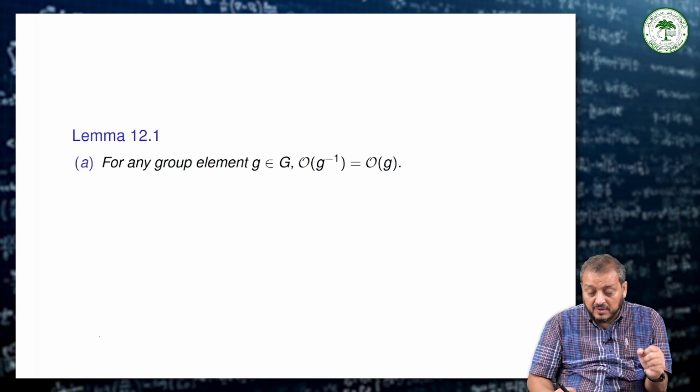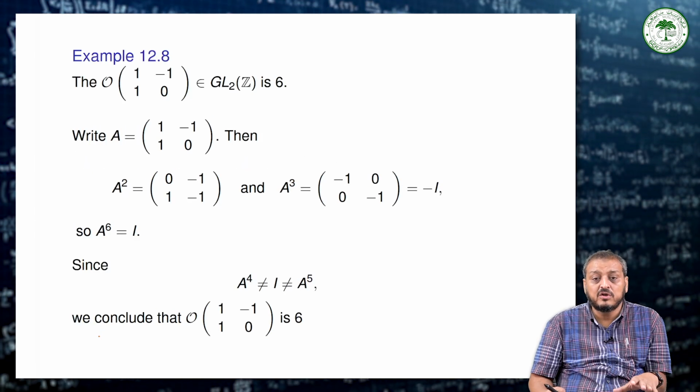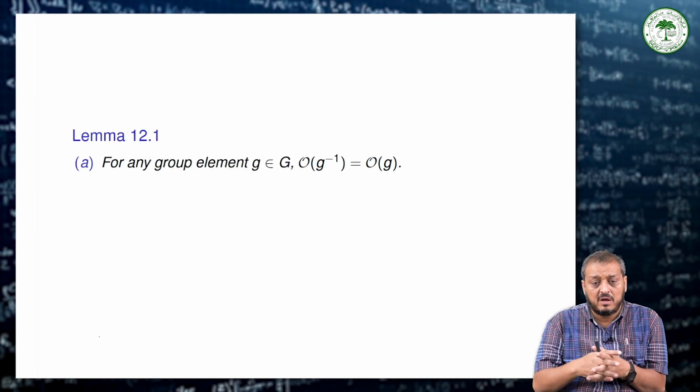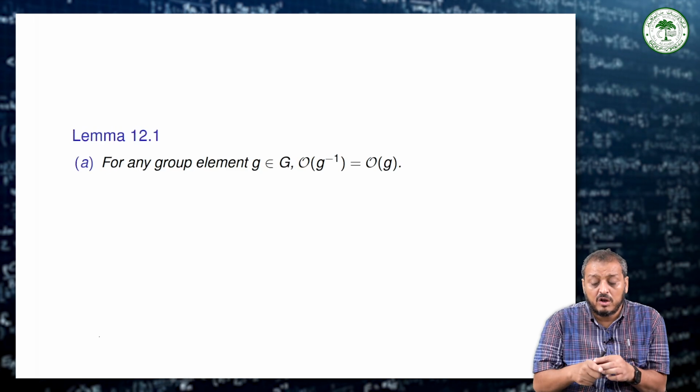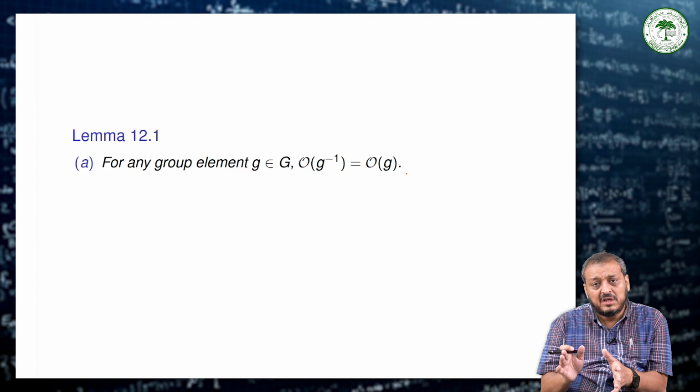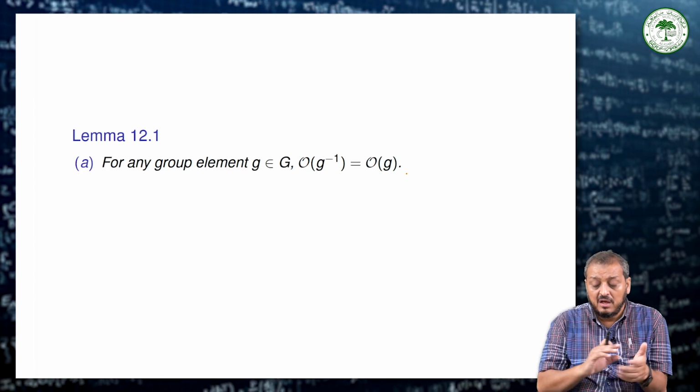Now we look at some properties of the order of a group element. For any group element g, the order of g and the order of g inverse are the same. The order of g and the order of g inverse are the same.